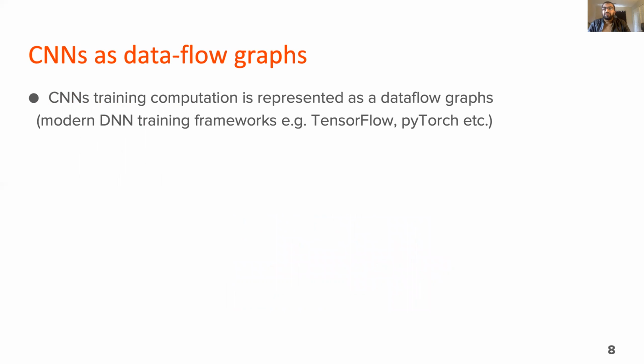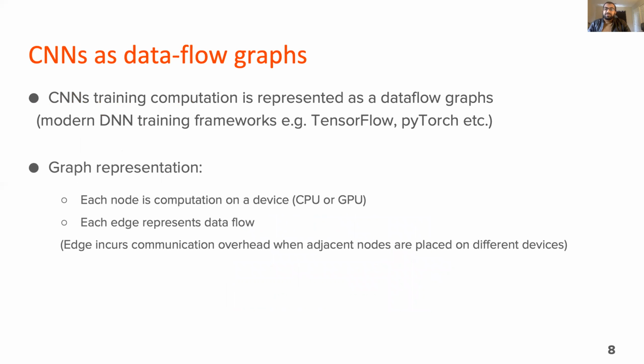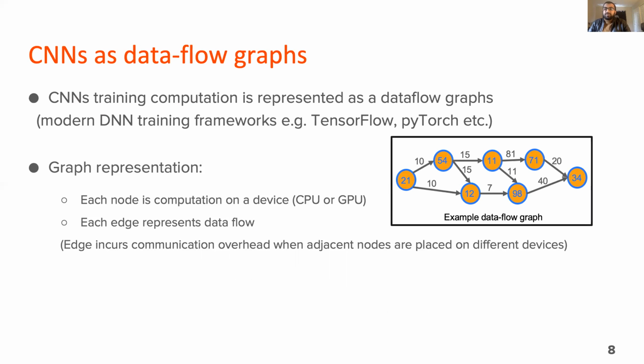Modern DNN training frameworks such as TensorFlow or PyTorch represent CNN training jobs as data flow graphs. In a data flow graph representation of a CNN, each node represents some compute operation, either for a CPU device or a GPU device, and each edge shows some data flow. All incoming edges must be satisfied for an operation to execute. For example, the figure on the right side shows a data flow graph. Blue numbers inside each node show how much time each compute operation will take. Numbers along the edges show how much data is being transferred from each node to its successors.